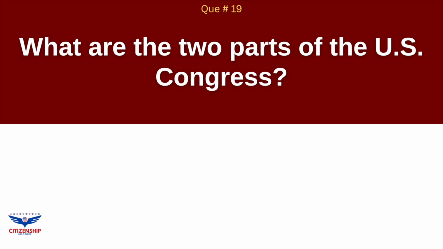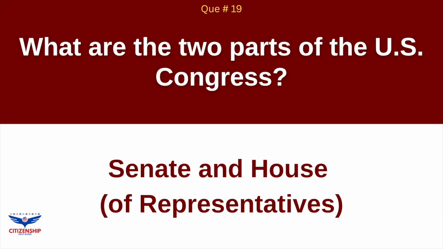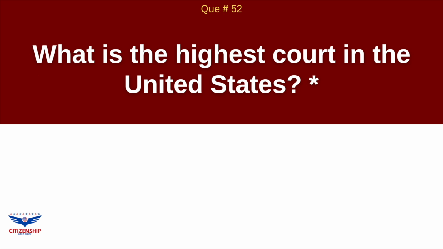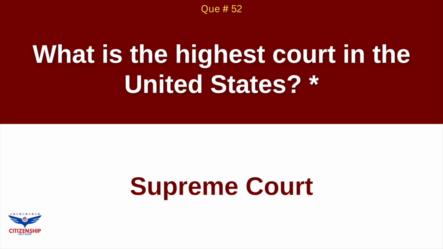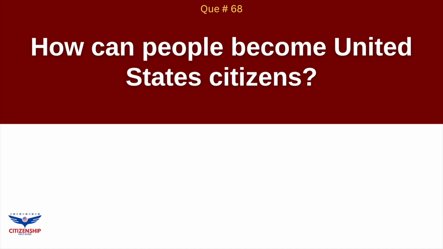What are the two parts of the U.S. Congress? Senate and House of Representatives. What is the highest court in the United States? Supreme Court. How can people become United States citizens? Naturalize.